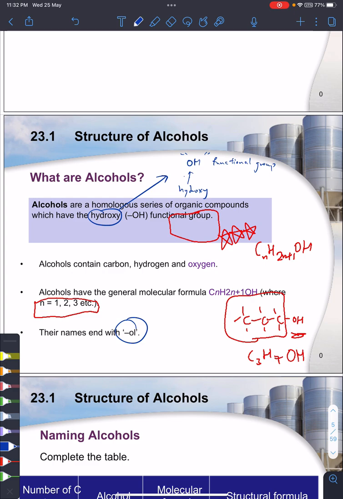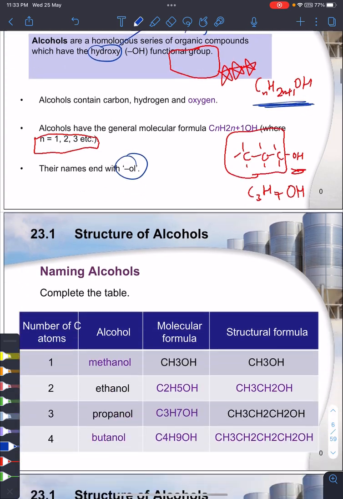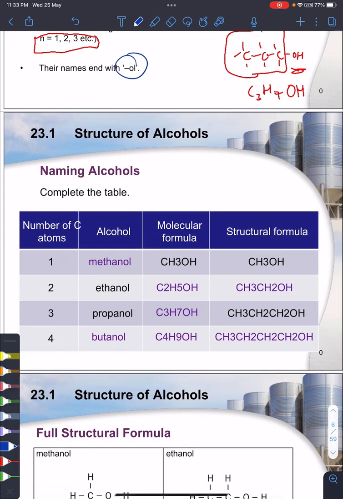And they have a general formula of CnH2n+1OH, which is a little bit harder to memorize per se. Alkane is quite simple for the general formula, you can remember it. So there are some examples here: methanol, ethanol, propanol, butanol. So 1 carbon, 2 carbon, 3 carbon, 4 carbon.